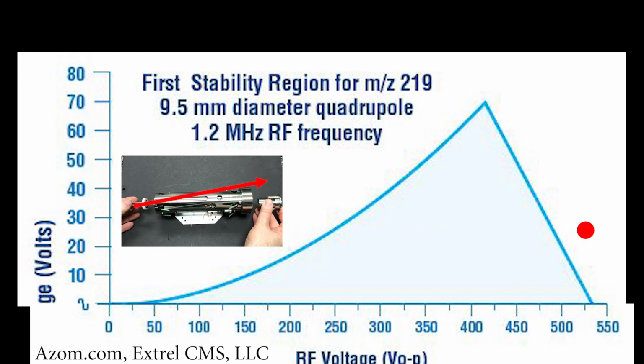Okay, but if we shift outside of the stable region, then mass to charge 219 will not make it through the quadrupole and will not be detected. So whatever RF and DC voltages are inside there, you will be detected. But if you pick an RF and DC voltage that is outside the stability region in the stability diagram, then you'll be ejected from the quadrupole and will not be detected.